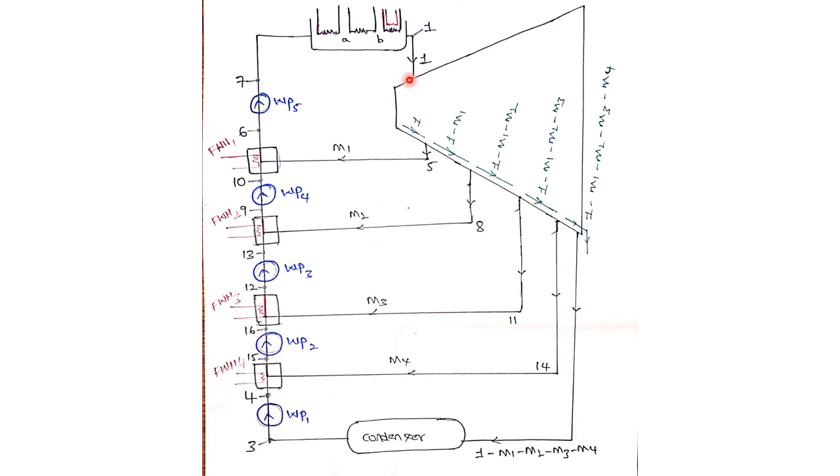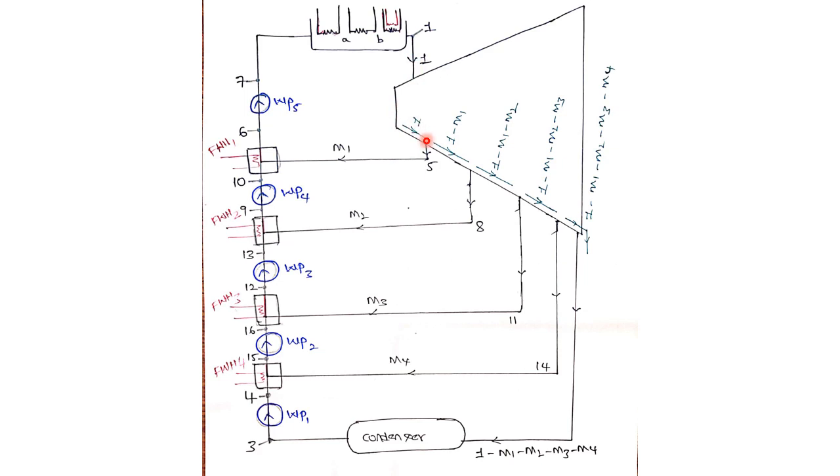So this expansion from state 1 to state 2 is being done in 5 different stages. If you observe, it is done from 1 to 5, 5 to 8, 8 to 11, 11 to 14, and 14 to state 2. Why is it so? Because it is a unit quantity of steam which is flowing from the steam generator. So this is the unit quantity of steam, and it will expand from state 1 to state 5 with the unit quantity.